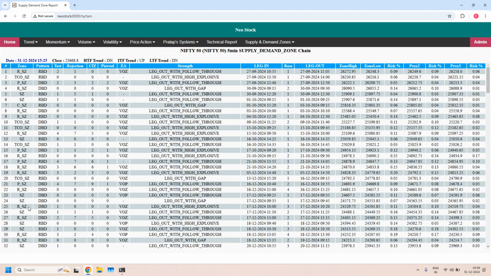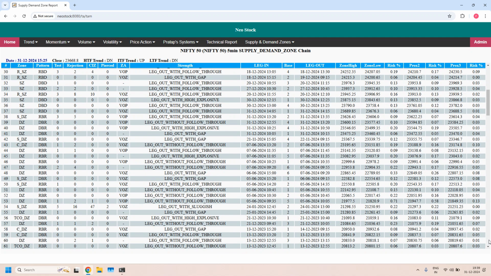All these are supply zones. So let me scroll the list to get the demand zones also. Okay, from here you have the demand zones. Sorry, from here. So that the immediate demand zone is a high liquidity demand zone. Already tested 3 times. Okay, this is about NIFTY supply demand zone chain.